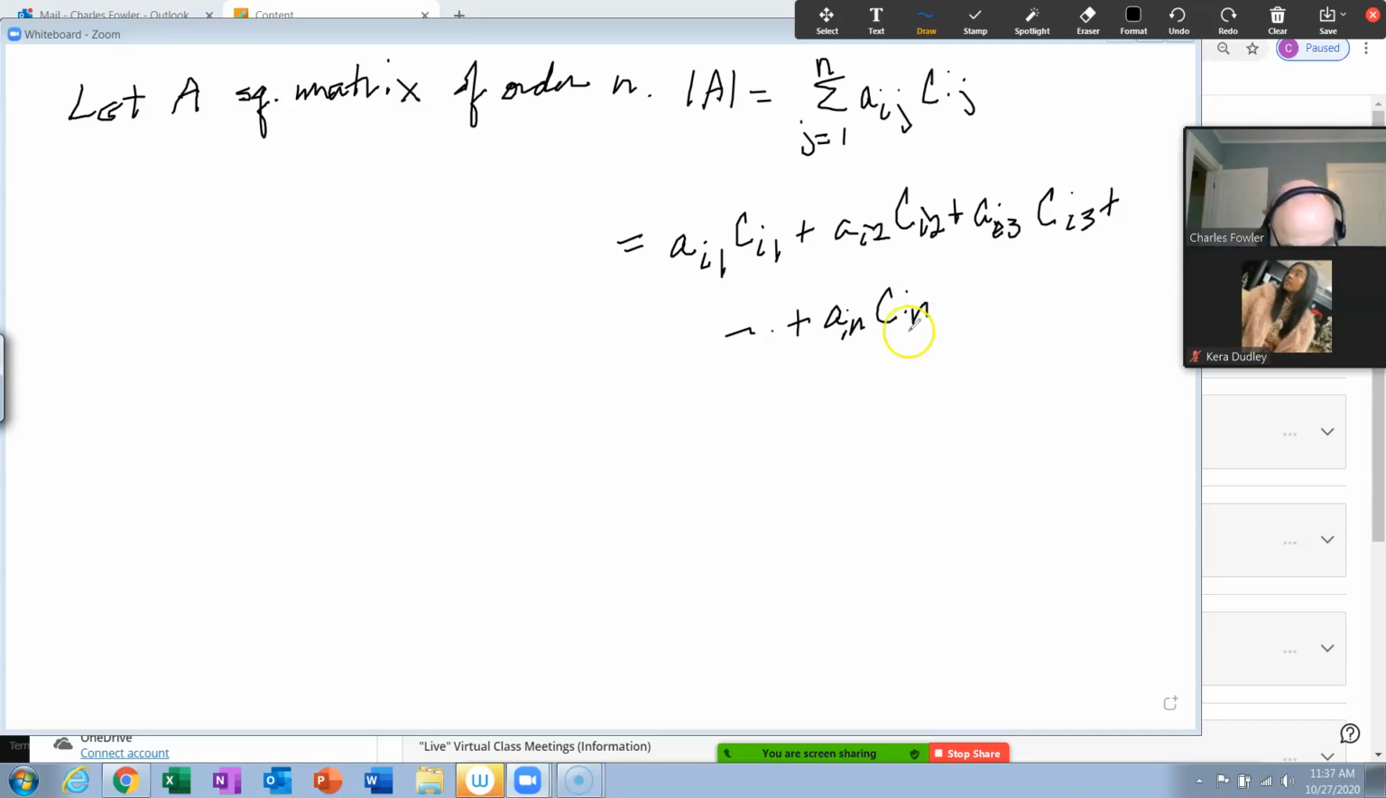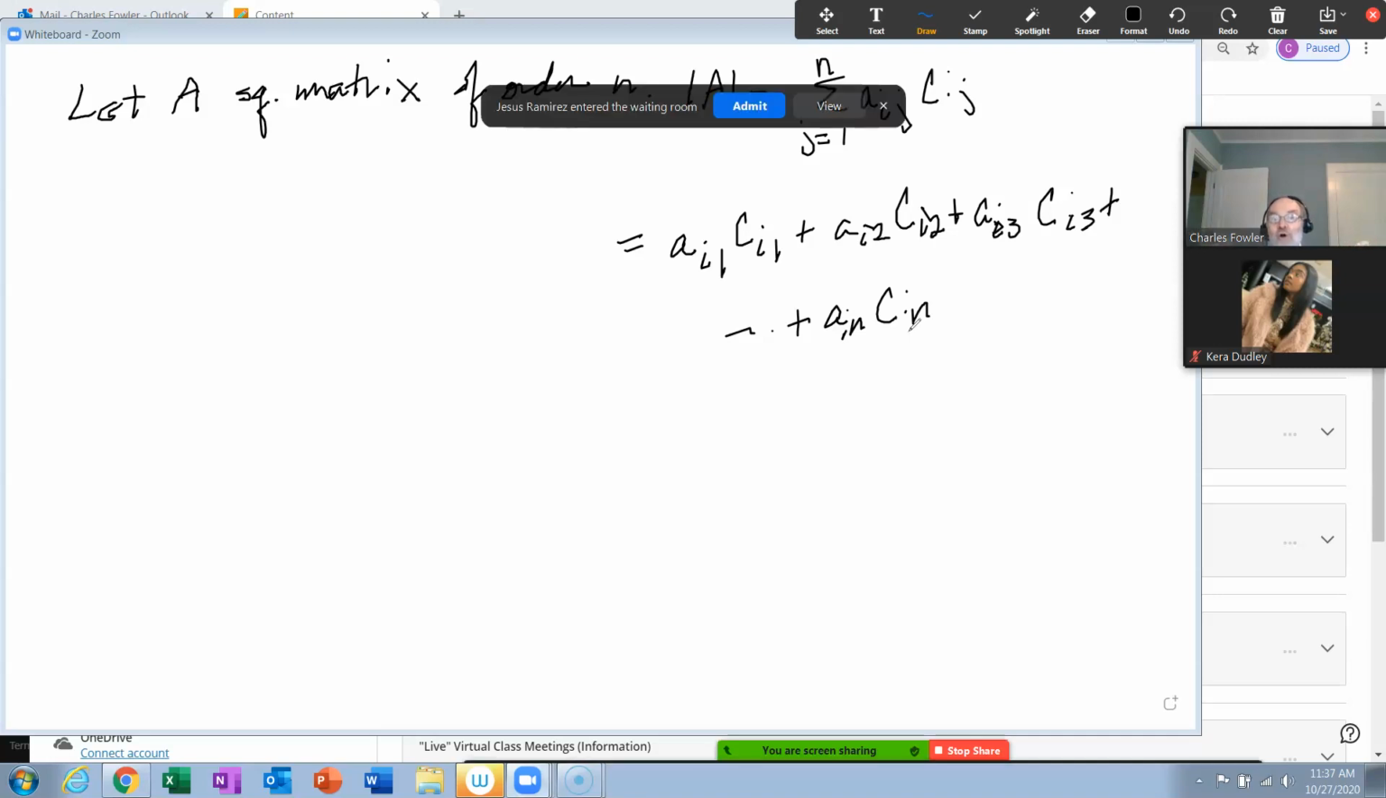Now, in case you've forgotten, or it's been a while, the a's are elements, and what you've done is choose the ith row.